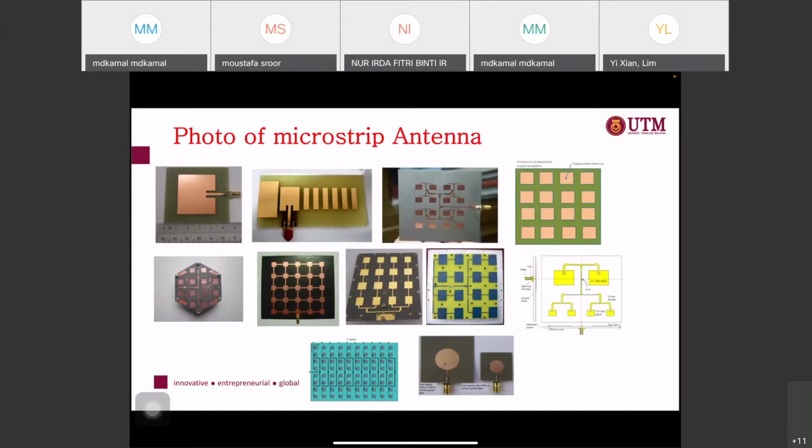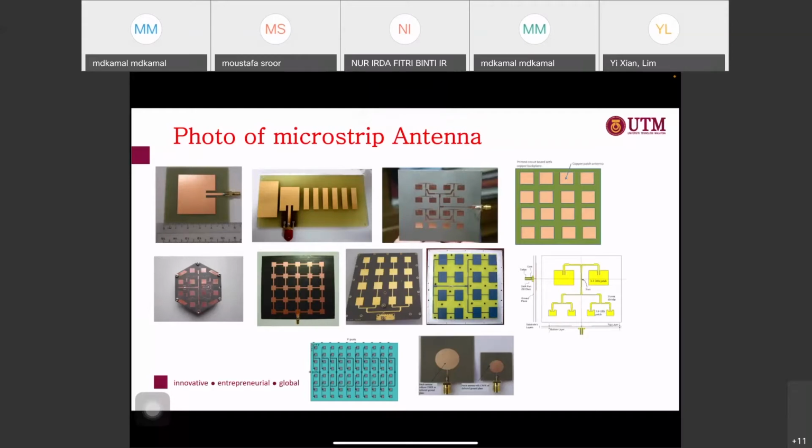Okay, so we also have Yagi-Uda. Okay, so you can see that if you have only one structure, that is called the single element of microstrip, as in the first photo that you can see here.